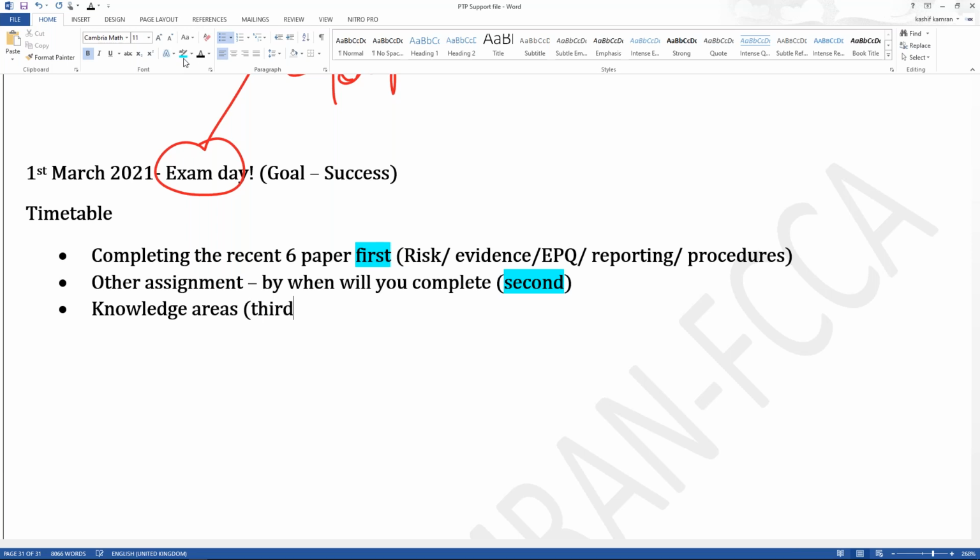The knowledge area should come third. You should make a timetable. When? One week before exams, six days before exams, at least knowledge areas should start. So try to complete task number one first, then task number two, then task number three. I think this is a better order as per me. You can have a different order based upon your own self-analysis of where you are.